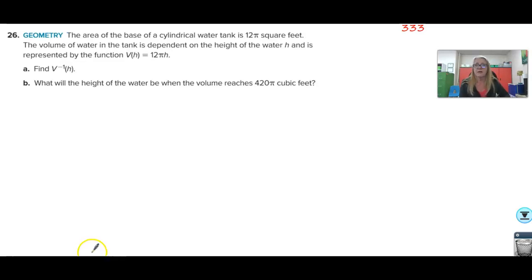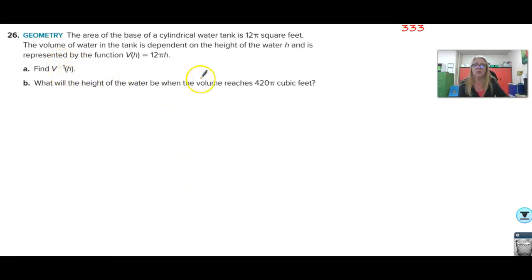All right, this one I thought was kind of interesting. This one is an application. The area of the base of a cylindrical water tank is 12 pi square feet. The volume of water in the tank is dependent on the height of the water h and is represented by the function v of h equals 12 pi h. So find v to the negative 1 of h.